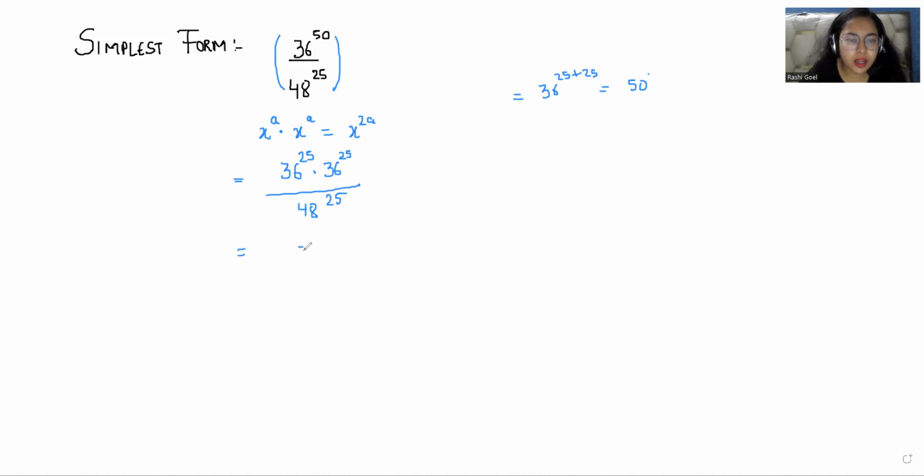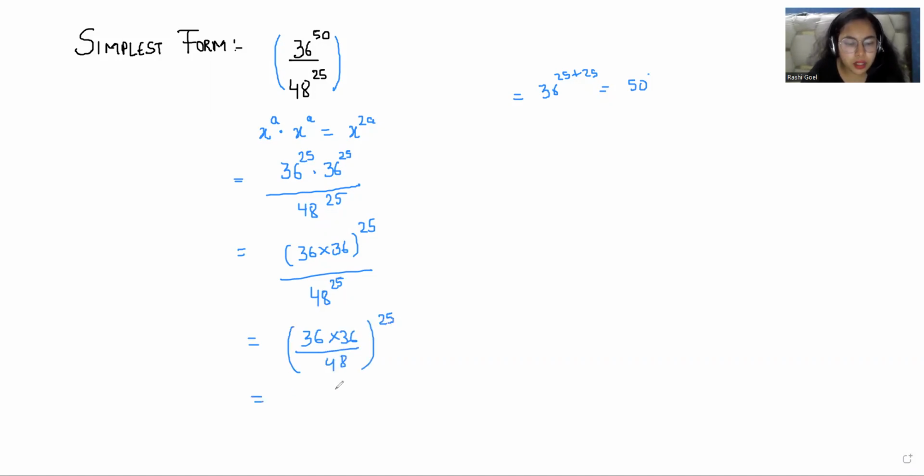Now I can write it as 36 times 36 whole power 25 over 48 whole power 25. Now, both the numerator and denominator have the same power. So I can write it as 36 times 36 over 48 whole power 25.